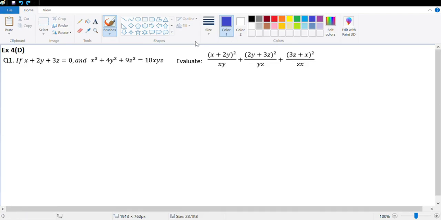Hi guys, let's look at the next exercise, exercise 4D. Now there is no new concept that I need to talk about before I start the exercise. So let's move on directly into the questions and see what we get.